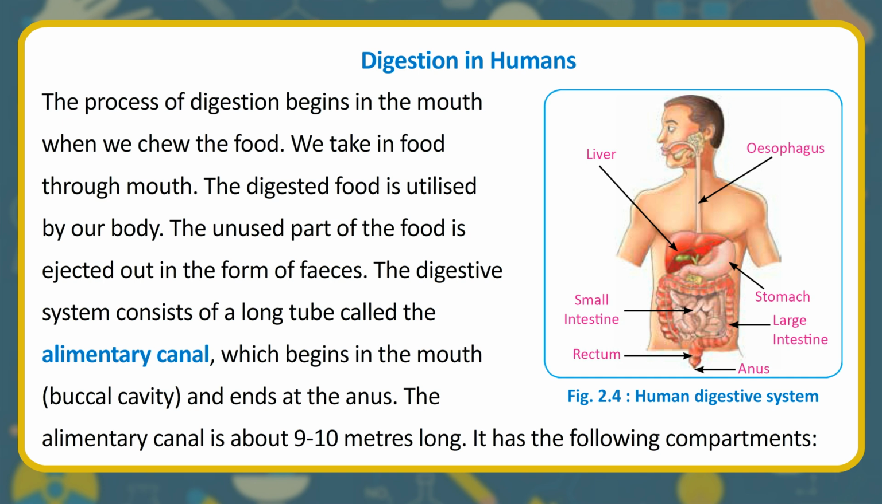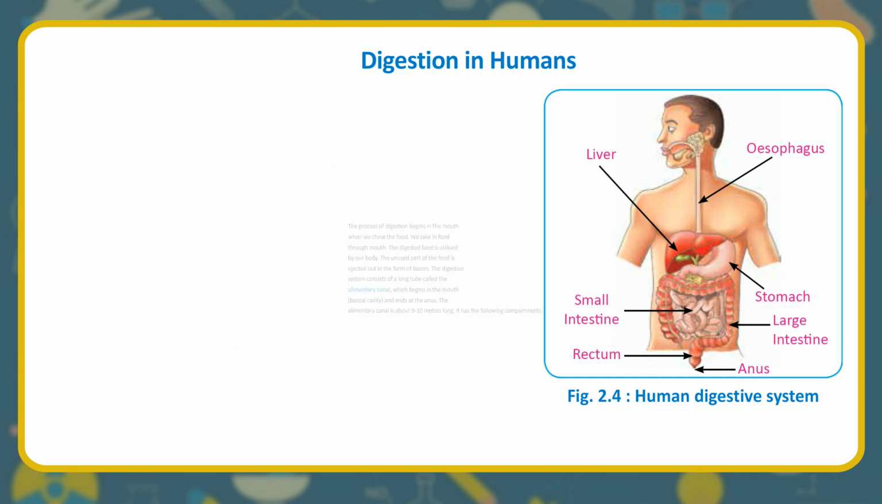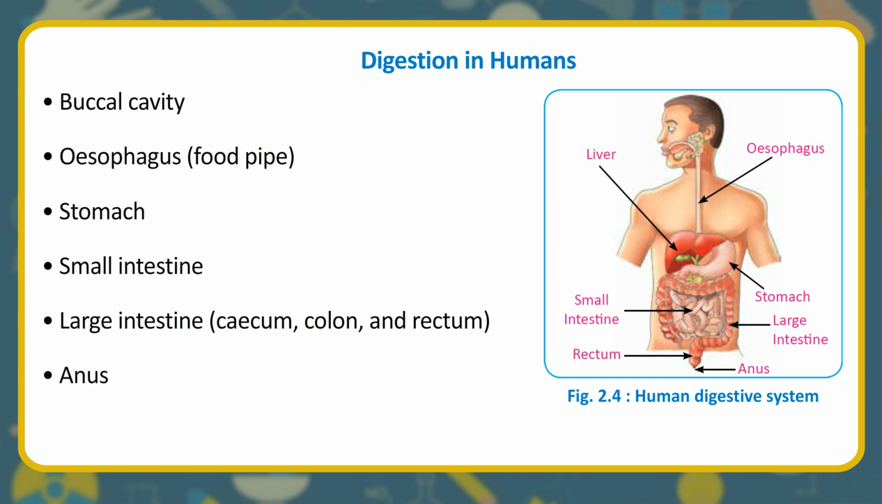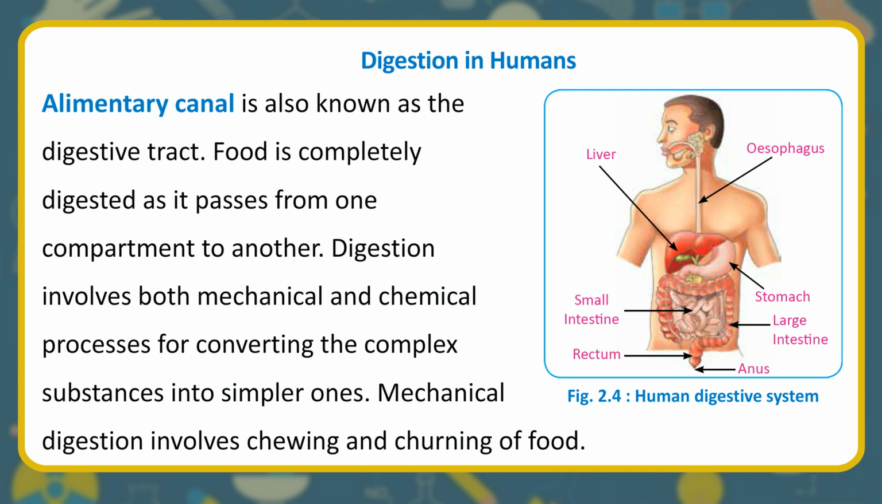The digestive system consists of a long tube called the alimentary canal, which begins in the mouth, the buccal cavity, and ends at the anus. The alimentary canal is about 9-10 meters long. It has the following compartments: buccal cavity, esophagus or food pipe, stomach, small intestine, large intestine, cecum, colon, rectum, and anus. The alimentary canal is also known as the digestive tract.